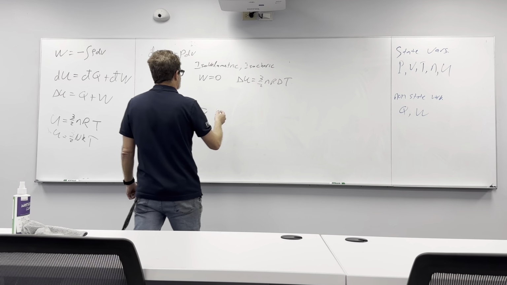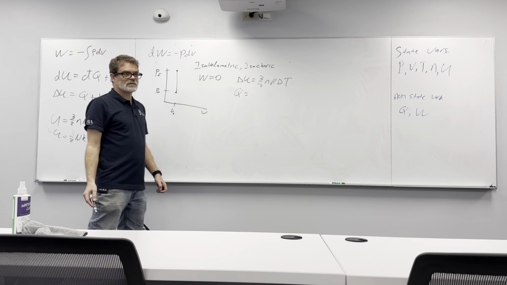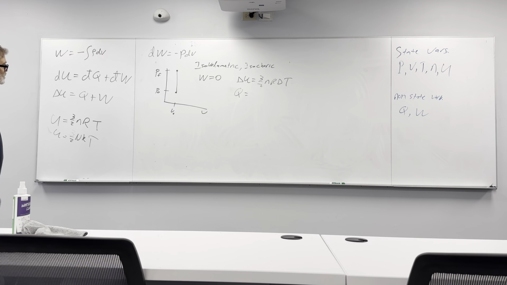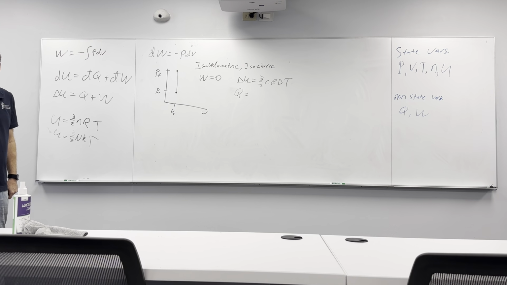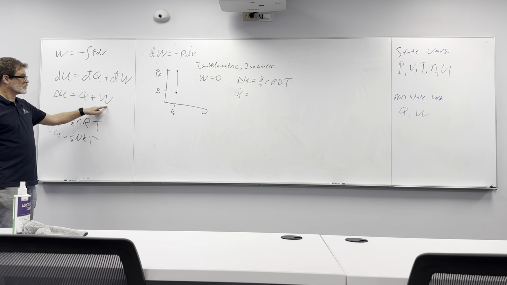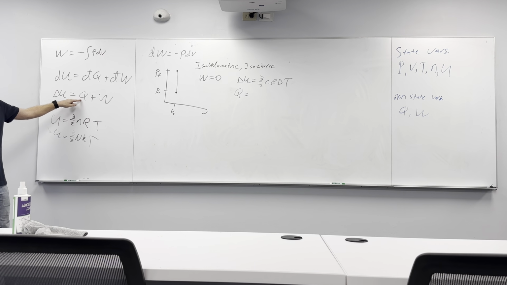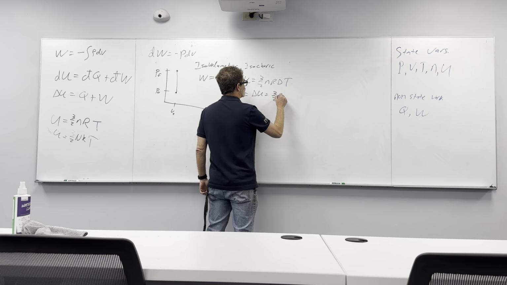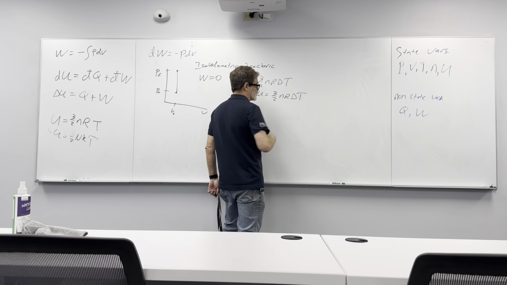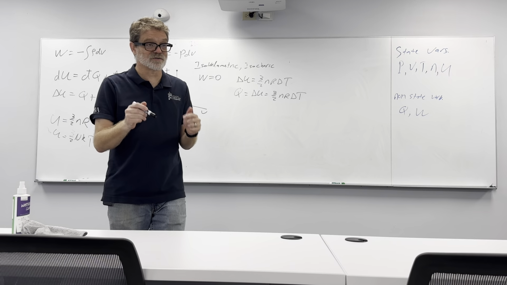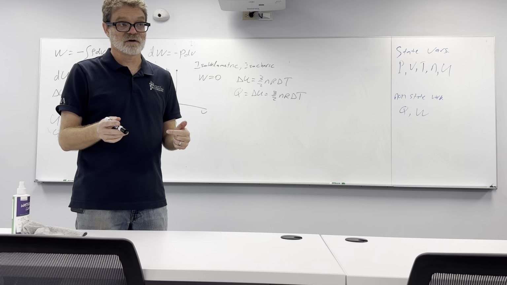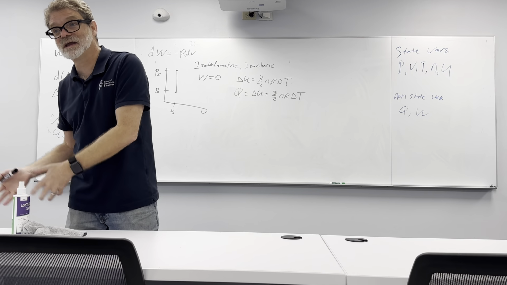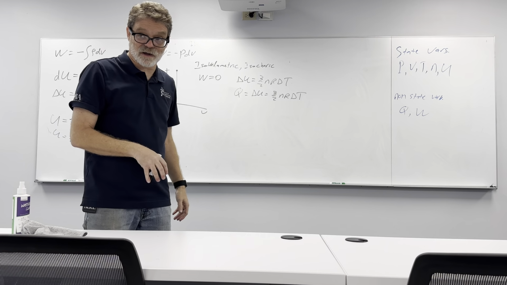What's Q equal to? If I look at my first law, what's Q equal to? Delta U minus work, and what's 0 in this law? Work. So Q is equal to delta U. It's also equal to 3/2 NR delta T, right? What happens when I heat this gas? It goes into raising the temperature, increasing the pressure, but it doesn't do any work. So all the heat that I put in goes into the internal energy of the gas, right?